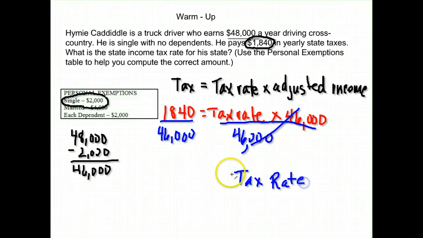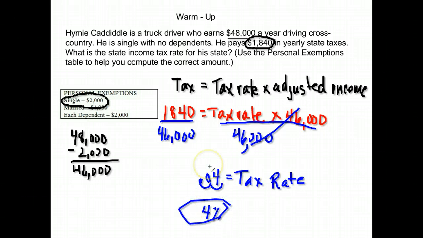Okay, and this will give us our tax rate, but it will give it to us as a decimal, so we'll want to make sure we then change that to a percent. So we have 1,840, and I divide by 46,000. It's 0.04. And again, that's our decimal number. We want to change that to a percent, so I move the decimal 2 places to the right, and I find that his state tax rate is 4%.